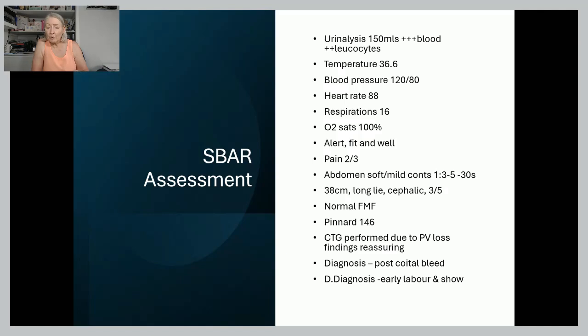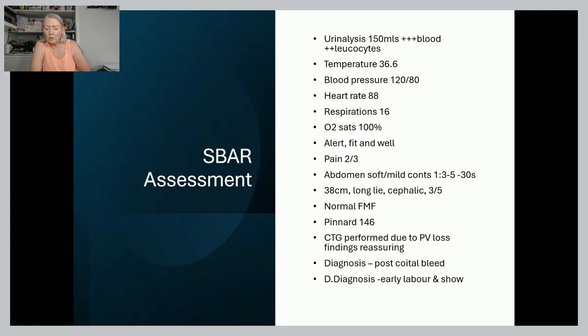Her AVPU, so she is alert, fit and well, because remember these are all relating to your MEOWS chart, and her pain score. So 2 out of 3, she has got quite a lot of pain, hasn't she? So she's on the MEOWS score, she's going to score for pain, but all the rest of her observations are actually within normal limits, and she's not going to score anything for those, but she will score for pain. And then don't forget your physical abdominal examination and your fetal well-being examination.